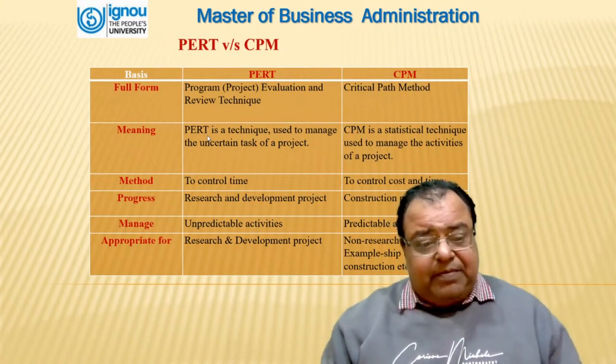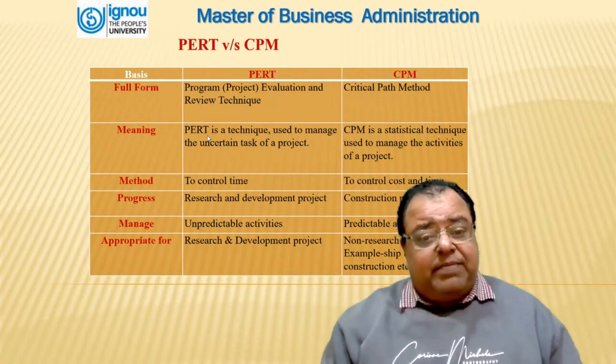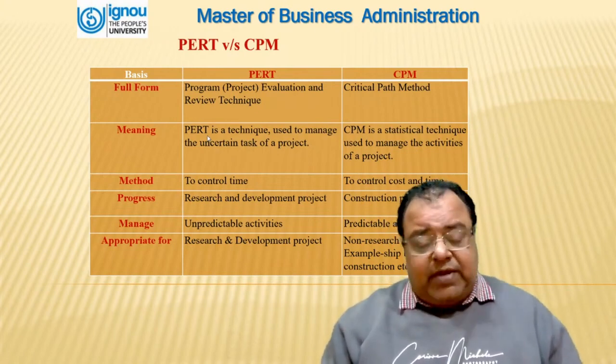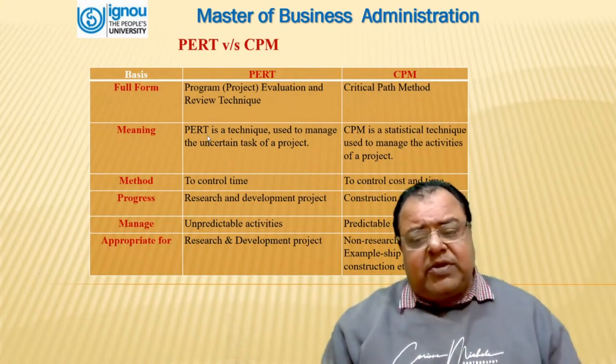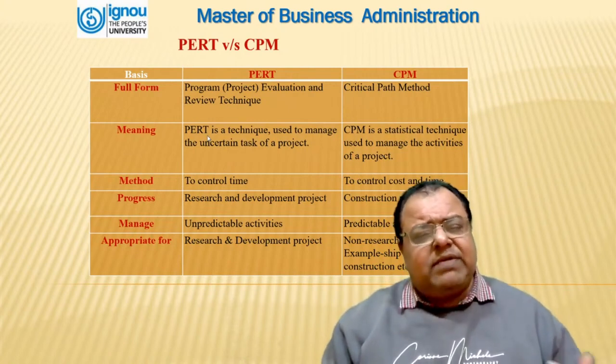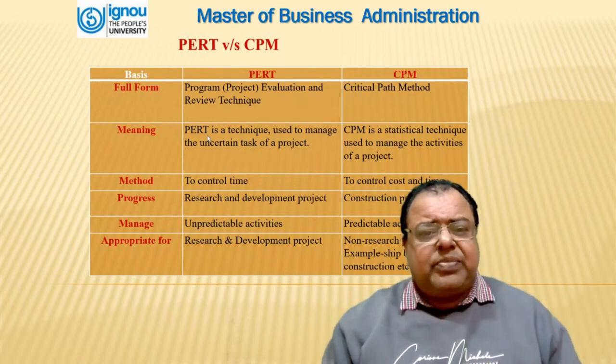predictable activities are there. PERT is appropriate for research and development projects, whereas CPM is for non-research projects, for example, shipbuilding, civil constructions, etc.